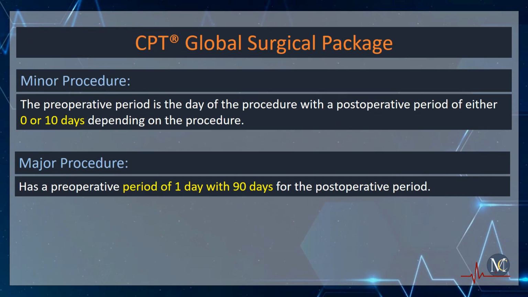Just as important as knowing what is included in the global package is knowing when the global package begins and ends, and it depends on the type of procedure or service reported. There are two types of procedure: minor procedure and major procedure. Minor procedures are relatively simple and may have either a 0-day or 10-day global period. In minor procedures, the preoperative period is the day of procedure, with the postoperative period of either 0 or 10 days depending on the procedure.